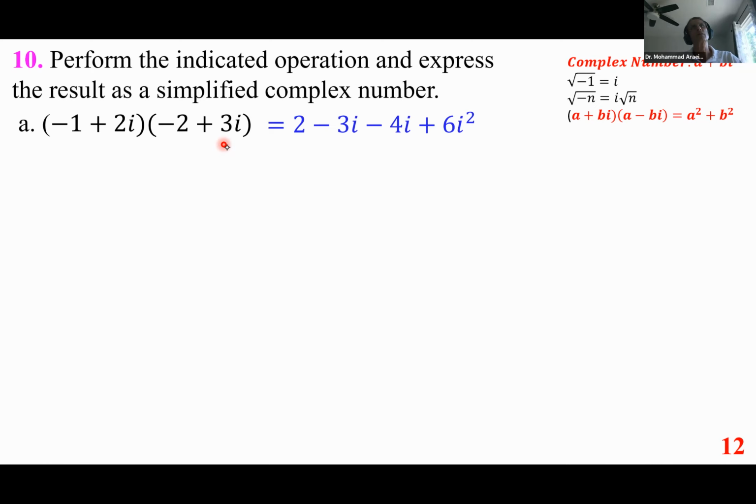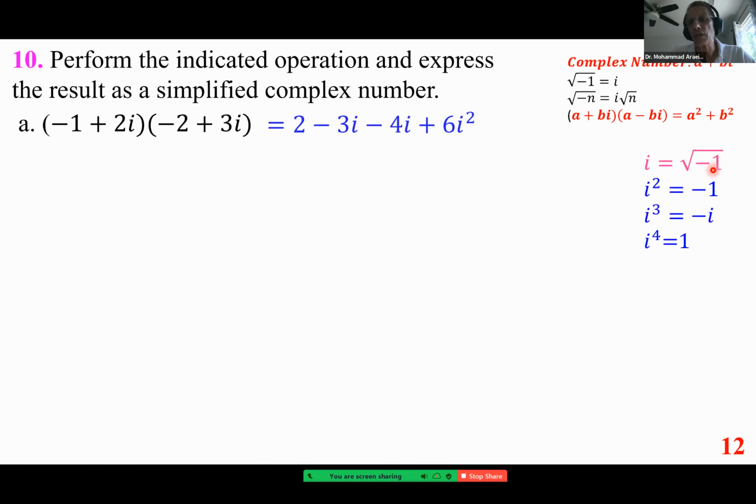Now you will figure out what you have to do here by going over this process. i by definition is the square root of -1. i squared is -1. i cubed is i times i squared. Since i squared is -1, it becomes -i. And i to the power of 4 is i squared to the second power, which makes this positive. Since we know that, we are going to change this i squared to -1. And when we multiply by +6, it becomes -6.